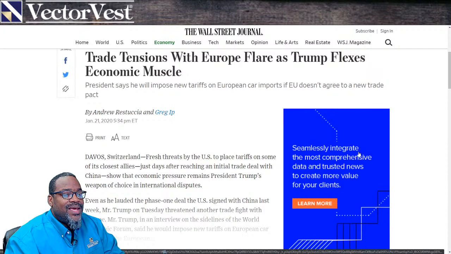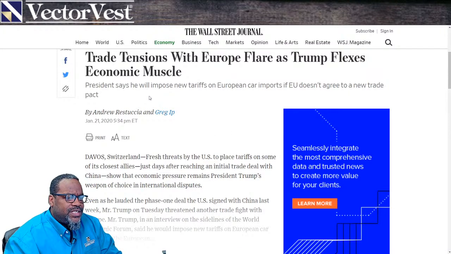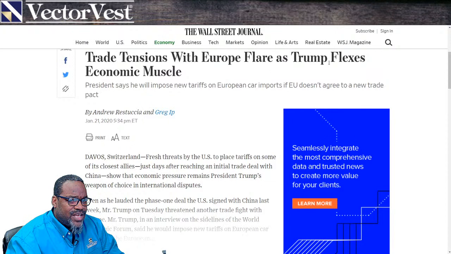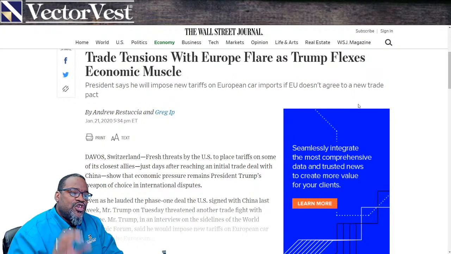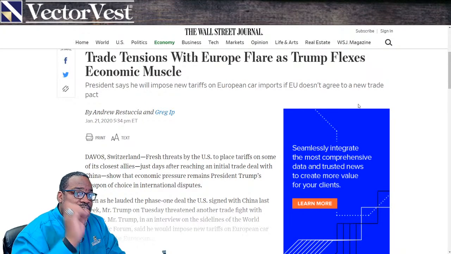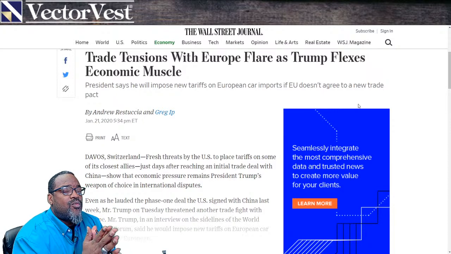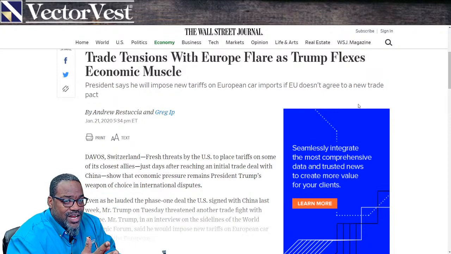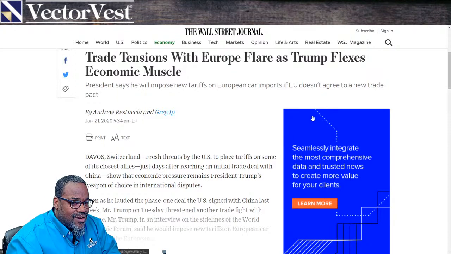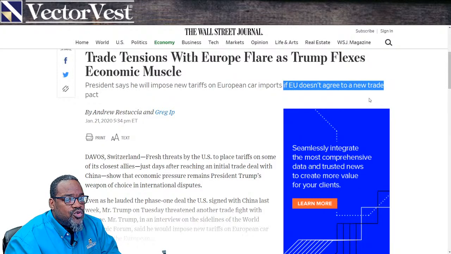Anyway, a big story that's hitting. Trade tensions with Europe flare as Trump flexes economic muscle. Now, the President says he will impose new tariffs on European car imports if the EU doesn't agree to a new trade pact. So it's out there. It could affect the market. It could drive people to feel a little bit more nervous in the market. But notice the caveat here. He will impose new tariffs if the EU doesn't agree to a new trade pact.